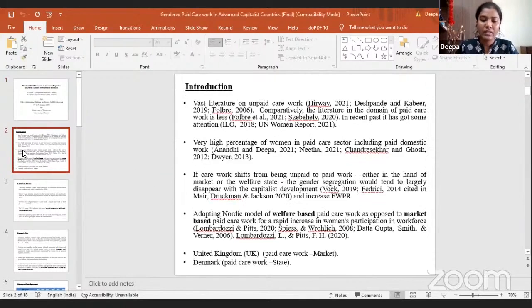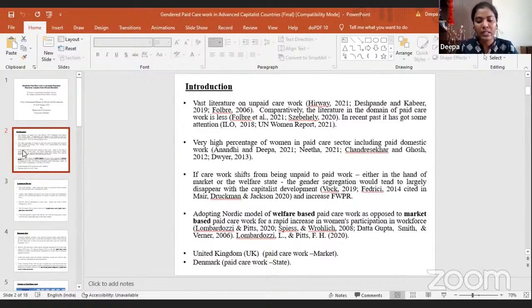There is a vast literature on unpaid care work, and comparatively the literature in the domain of paid care work is less. This recent attention is because there is a very high percentage of women in the paid care work sector, including paid domestic work.